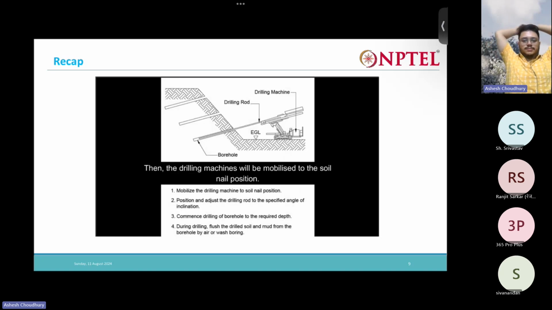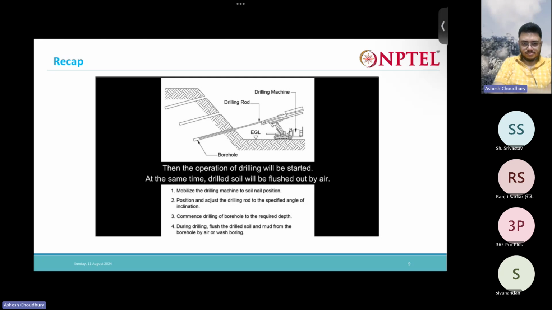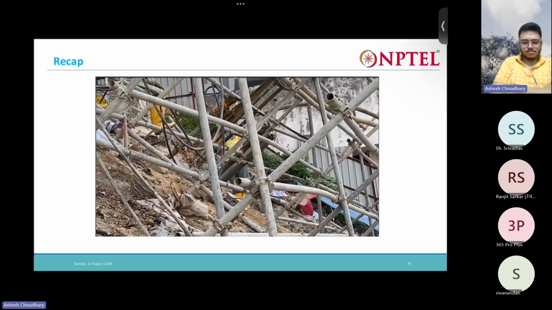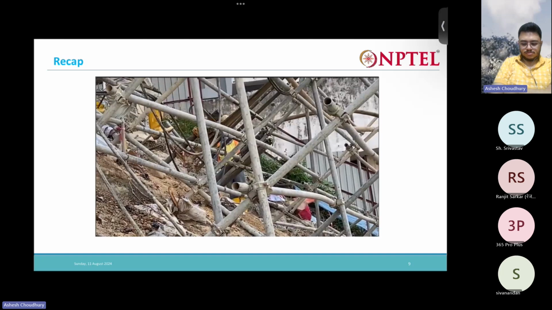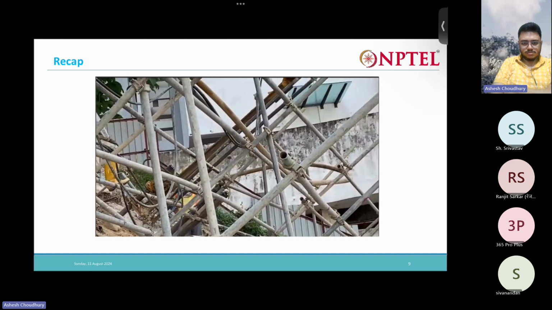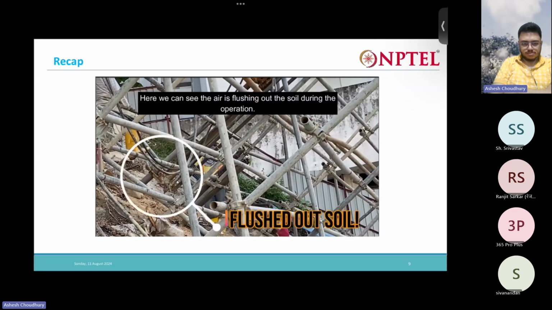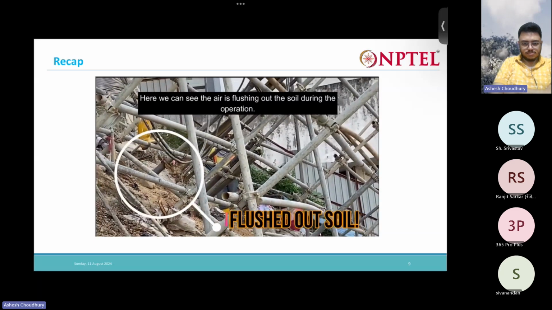Then the drilling machine will be mobilized to the soil nail position. The drilling rod is then positioned and adjusted to the specific angle of inclination, which is as mentioned 15 degrees. Then the operation of drilling will be started, and at the same time the drilled soil will be flushed out by air. Here we can see that the air is flushing out the soil during the operation.